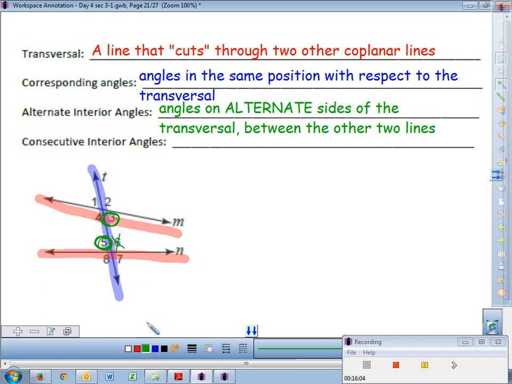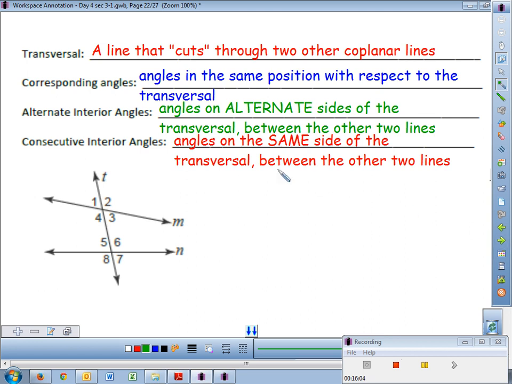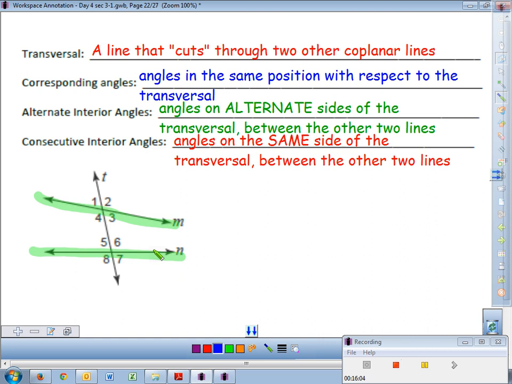And you can also see that if I go back, angle 4 and angle 6 are also a pair of alternate interior angles. They are between the two lines and on alternate sides of the transversal. And they're not a linear pair. So that's alternate interior angles. And then finally, the consecutive interior angles are angles on the same side of the transversal between the two other lines. On the same side between the two other lines.